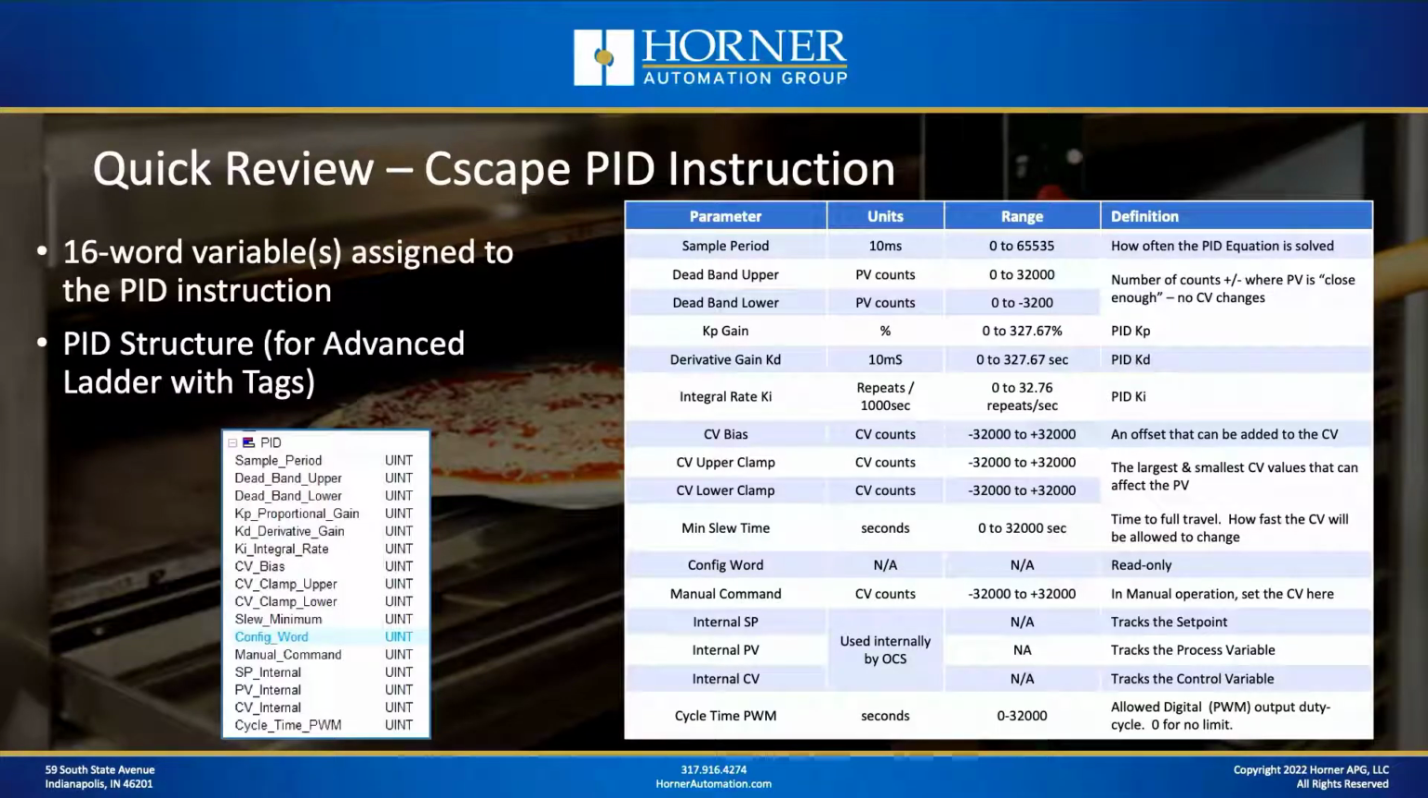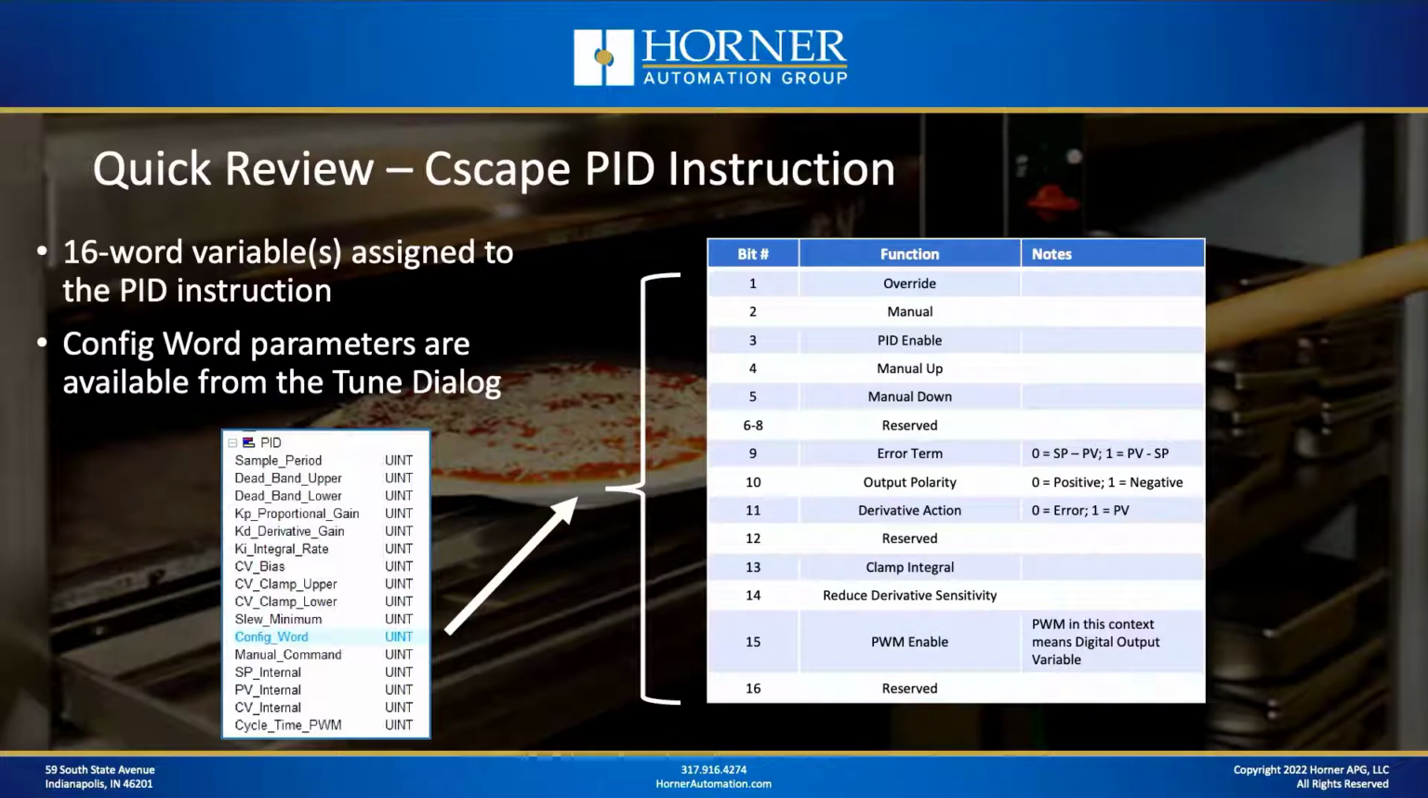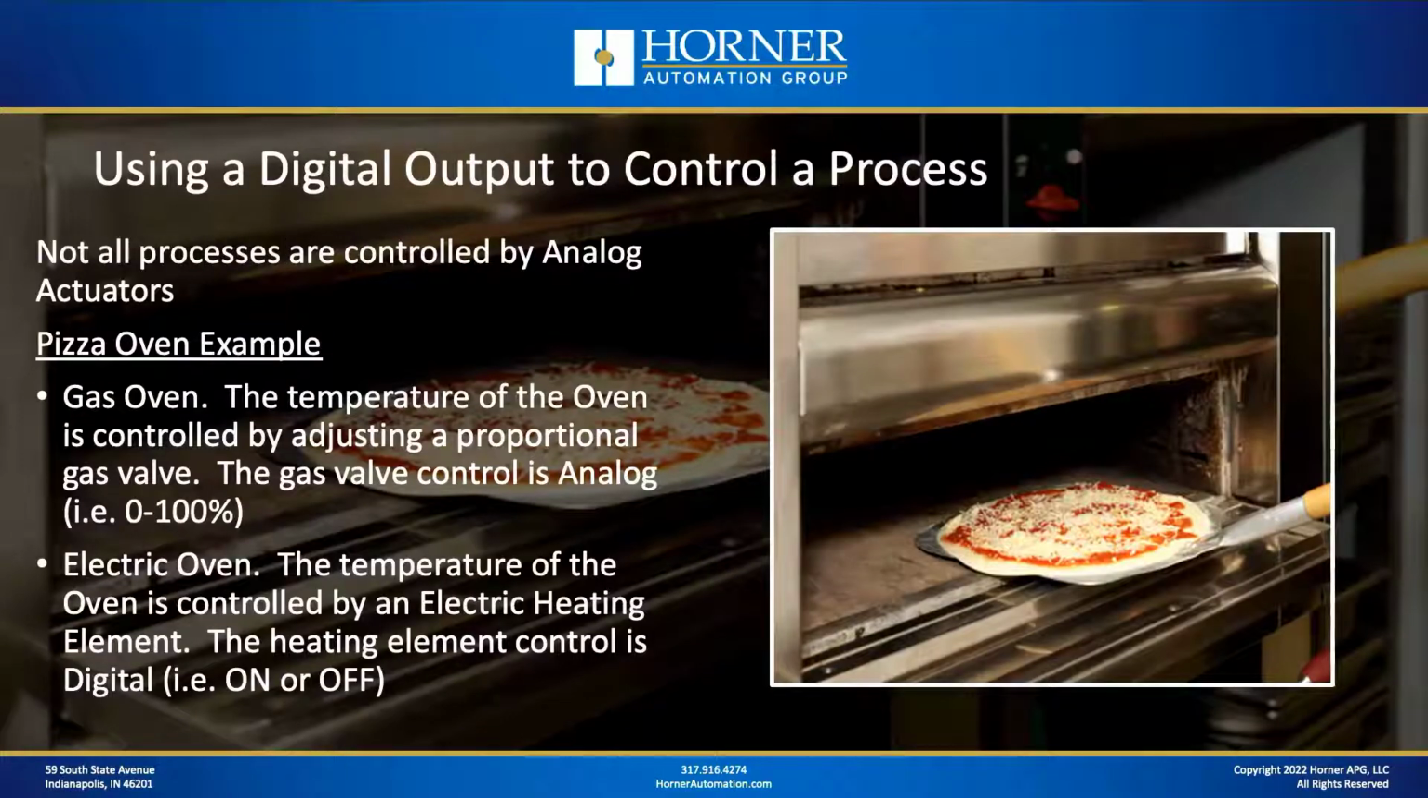Now getting back to those 16 words that need to be allocated to the instruction. The chart on the right shows all the detail on what's included in those 16 words. Again, we'll go into detail on some of those parameters today during the demonstration portion, and there's additional detail available in our PID webinar. One of those words, partway down, says config word, and the additional details on the config word are shown here. It's a bit-mapped word of about 12 or 13 bits to help you do some of the configuration of some bit-type parameters.